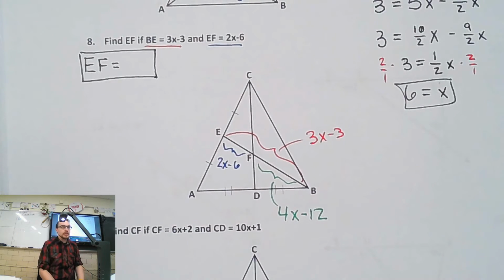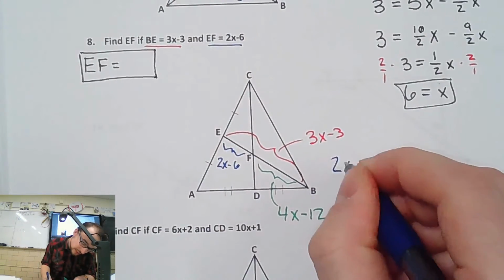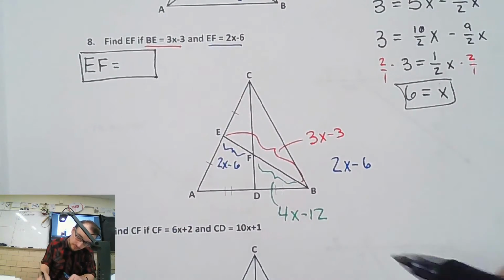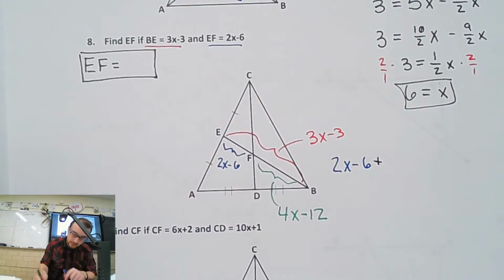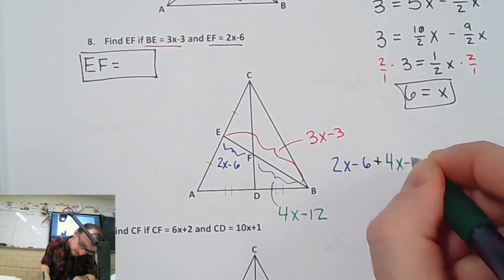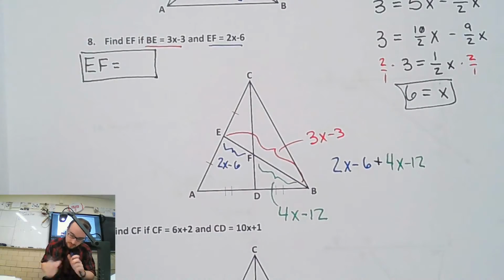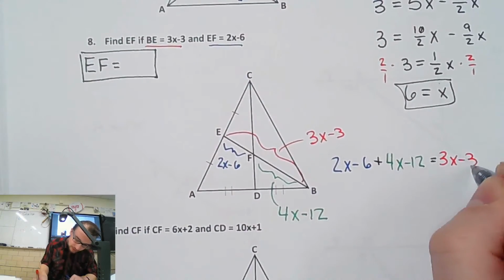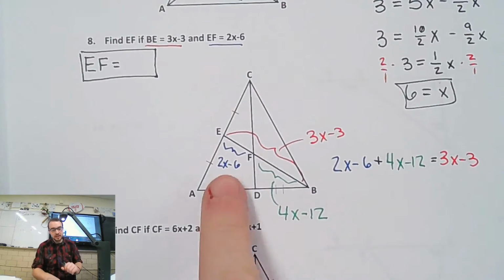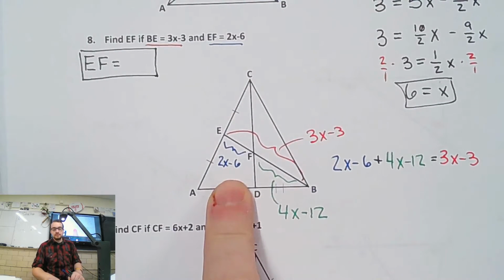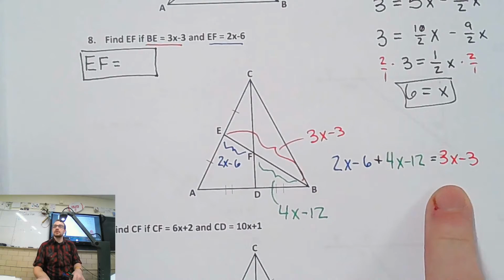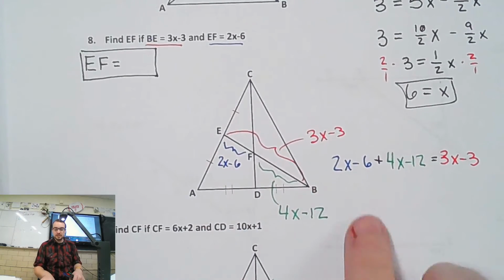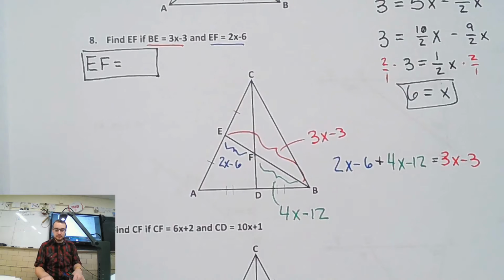Green and blue in here is making red, right? So let's write it. 2x minus 6 plus 4x minus 12 equals 3x minus 3. I'm going to stop right there. You can solve that one on your own. Get x on its own and then plug it into EF, right? So get all your stuff together like we've been doing. 6x's, -18. Put stuff together.